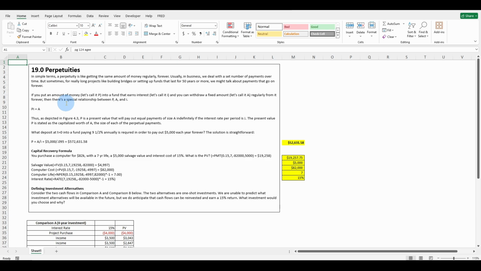Think Amazon or Apple that issued a perpetuity, I believe. This is 2024. One of the U.S. publicly traded companies issued a perpetuity.